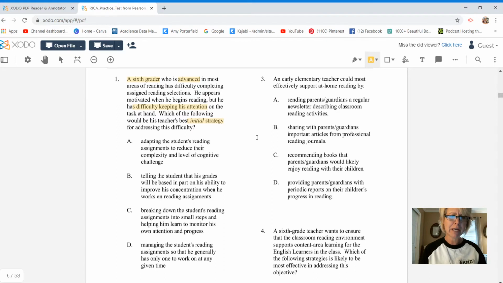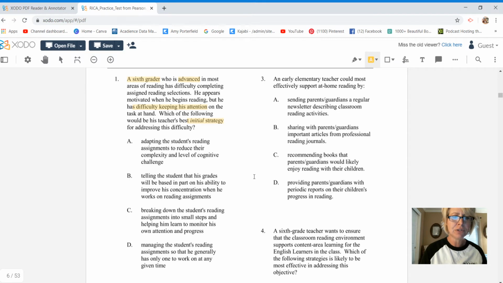First, we have A, adapting the students' reading assignments to reduce their complexity and level of cognitive challenge. So is that a good strategy under the circumstances? And honestly, I would say no. This student doesn't need to reduce the complexity. Remember, this student is advanced. They need to figure out a plan to get the work done. So I would throw A out.